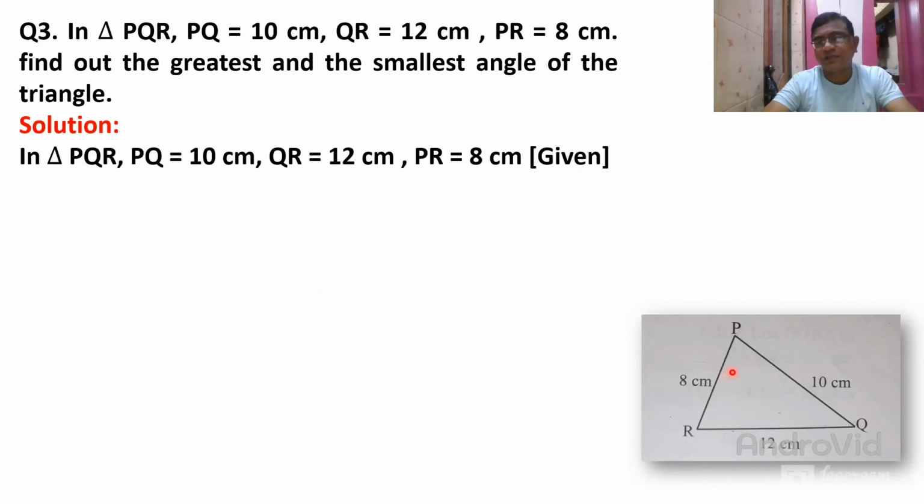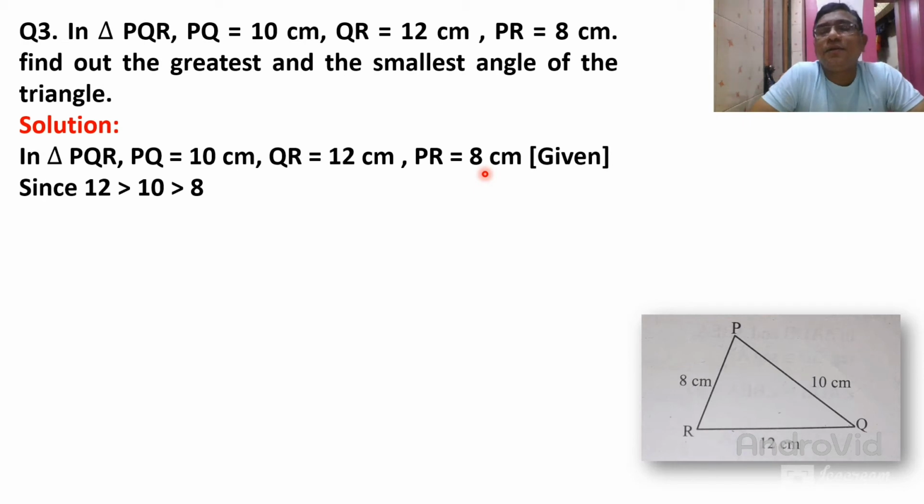In triangle PQR, this is the triangle PQR. PQ is equal to 10 centimeters, QR is equal to 12 centimeters, PR is equal to 8 centimeters. That is given. So here is written in triangle PQR, PQ 10, QR 12 and PR 8 centimeters given to you. So first you write the number which is greatest. 12 is greater than 10, 10 is greater than 8. So the greatest is 12, which is QR. So QR is greater than PQ, PQ is greater than PR.